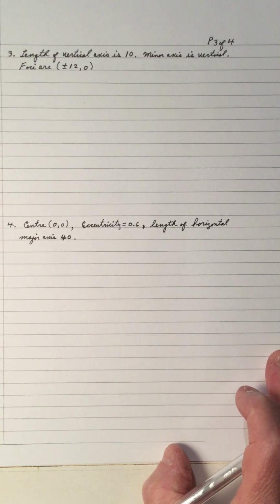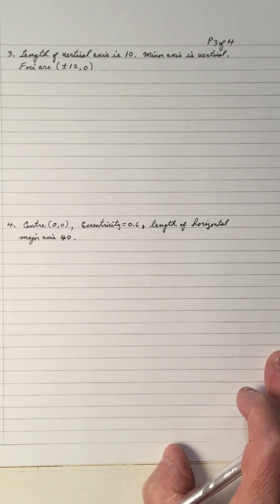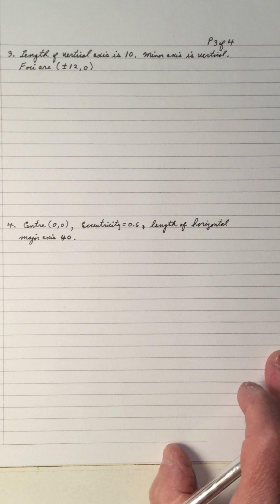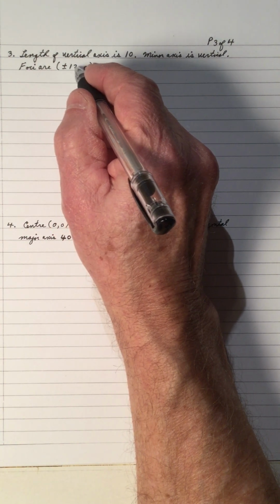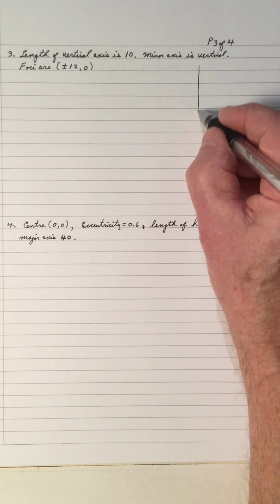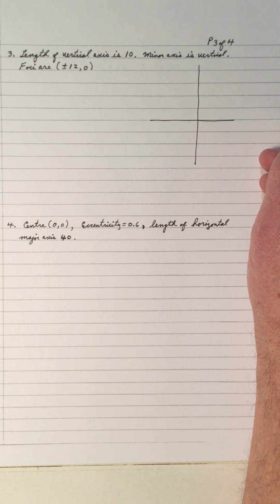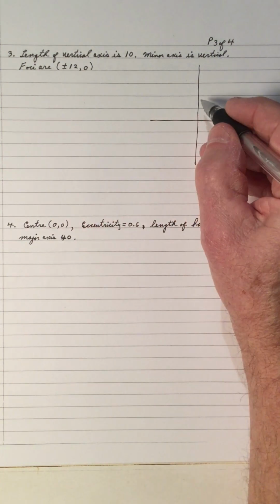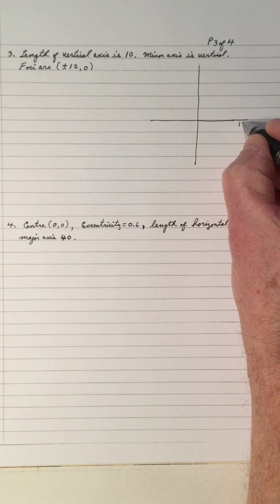Number 3, the length of the vertical axis is 10. The minor axis is vertical. And the foci are at plus or minus 12, 0. So, let's draw again, draw a diagram. I always like to draw a diagram. The foci, we have coordinates. The foci are plus or minus 12. So let's go with 12 there.